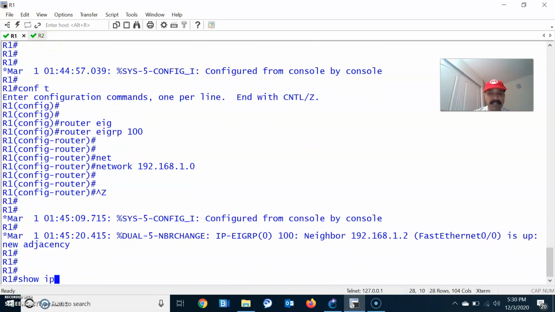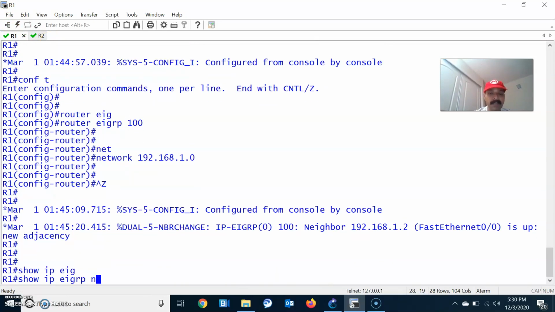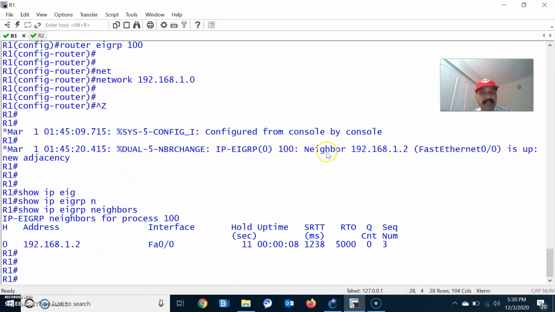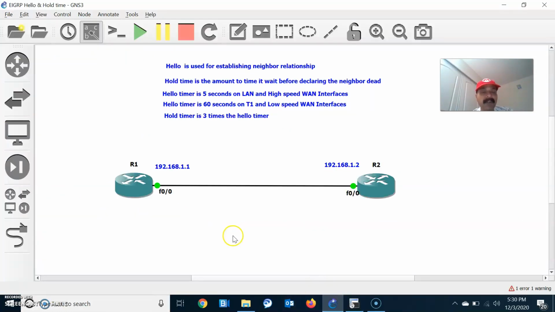So I already configured the neighbor relationship. So now let us check the neighbor relationship. Show IP EIGRP neighbor. So it's already up, right? We are receiving the statement 192.168.1.2 is up. So neighbor is up.